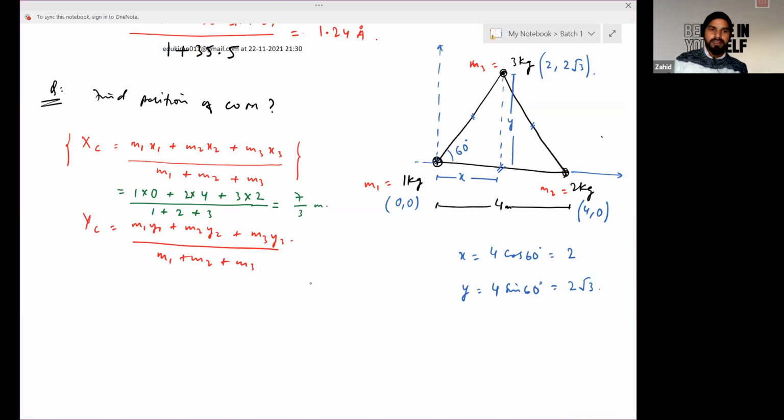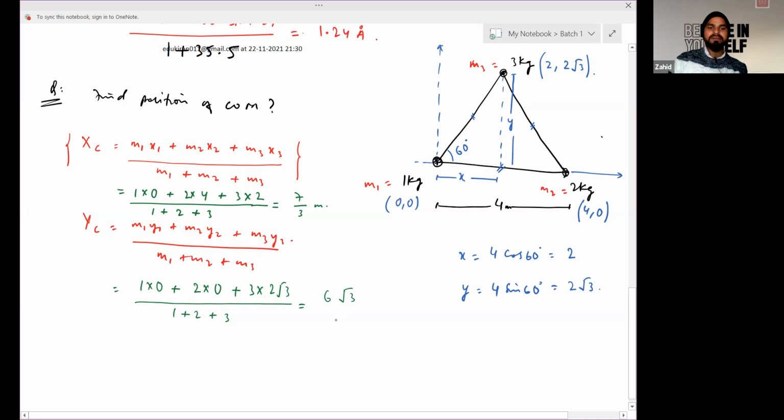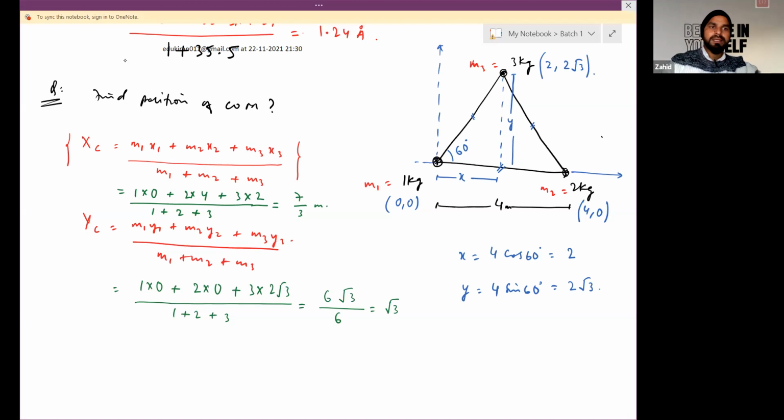Yes, sir. Now, if you put all the values in the second part, m1 is 1, y1 is 0, m2 is 2, y2 is 0, and m3 is 3, and y3 is 2 root 3. Divide by 1, 2, and 3. So on simplifying, you will get 6 root 3 divided by 6. 6 and 6 will cancel out. So you'll get root 3 only. Is it clear?